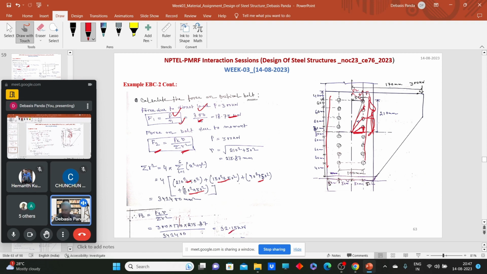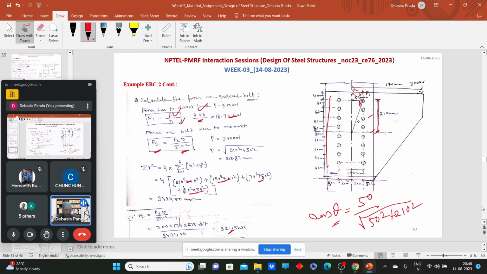So F2 will come as this. Now you need to calculate the resultant forces. How can we calculate the resultant forces? To calculate the resultant forces, you need the theta value. How can you calculate theta? Consider this angle. So cos theta will be 50 upon R, and what will be the value of R? Under root of 50 square plus this total distance, 210 square. So this way we can calculate theta also.